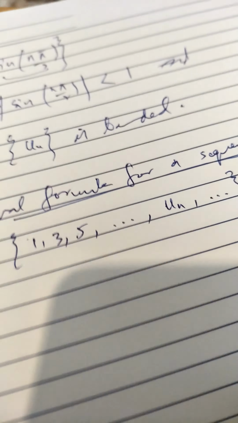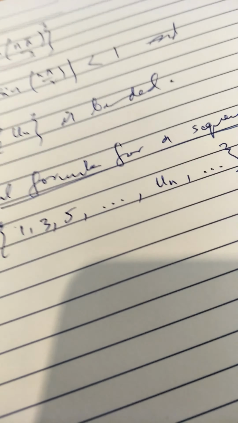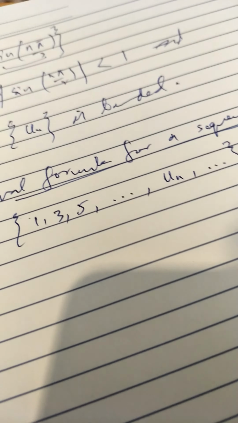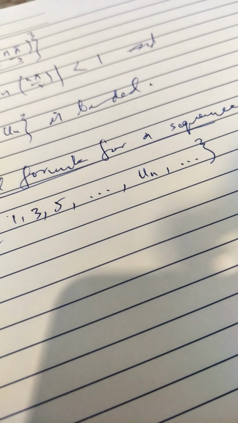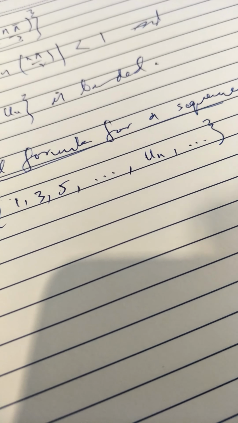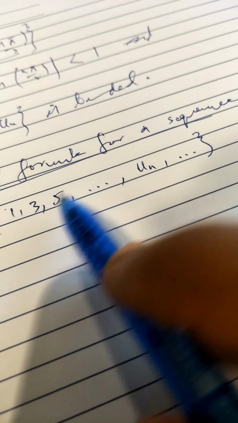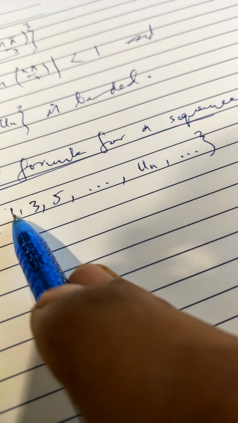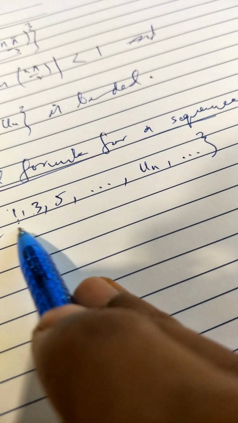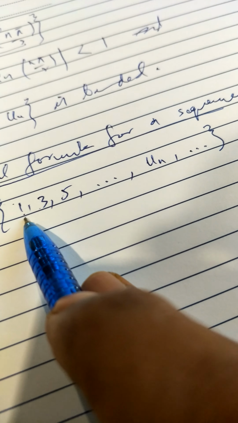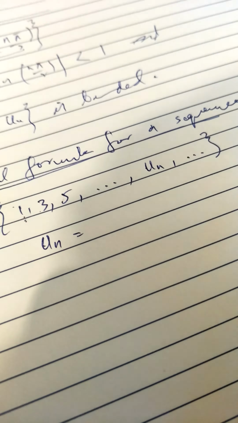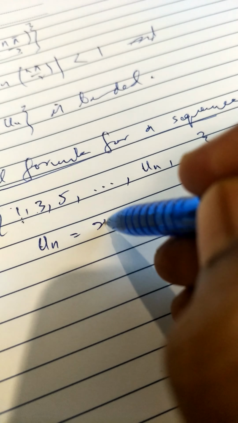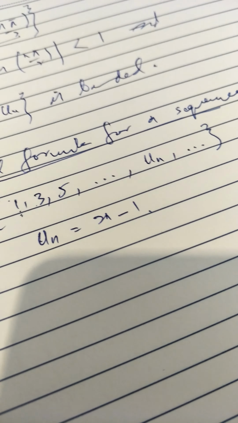We don't have a specific rule for this, but of course, by looking at the pattern of the sequence, you can find what un is. So here in this case, we have 1, 3, 5. These are all odd numbers, beginning with 1. So you can find this, then you can easily find that un is equal to 2n minus 1.